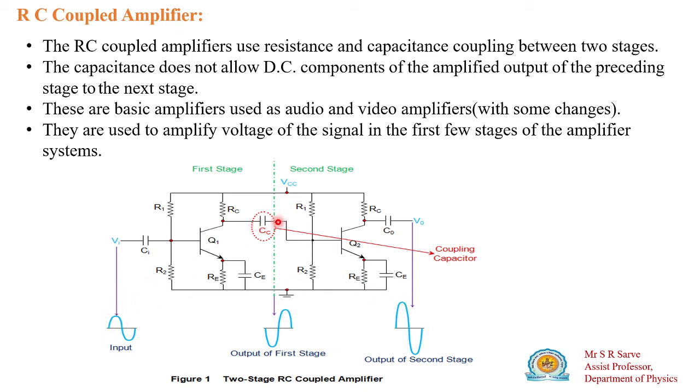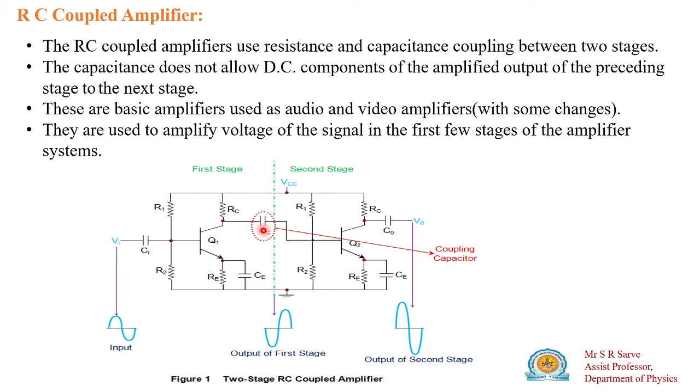If you are using this amplifier and this amplifier connected by using this resistance and capacitors, and the output is taken across this capacitor, that is, if you are using resistance and capacitor for connecting the output of the first stage to the input of the second stage, then it is known as your RC coupled amplifier. So the RC coupled amplifier uses resistance and capacitance for coupling between the two stages.